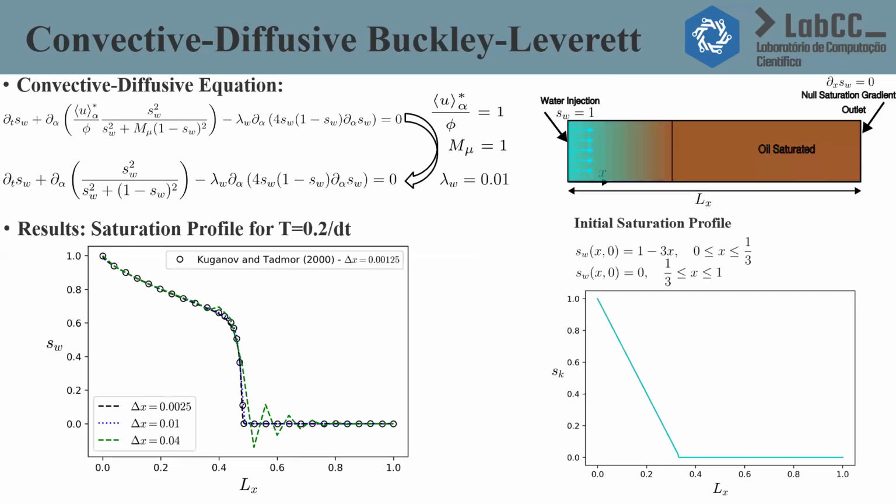Here I have one case analyzed. This case is based on the work of Kurganov and Tadmor. I consider an average velocity equal to 1, the viscosity ratio equal to 1, and the diffusive term equal to 0.01. I have an initial configuration of the saturation, and I start the simulation up to the time 0.2, and I double the mesh, and we can see that the saturation profile converges well to the results presented by Kurganov and Tadmor.